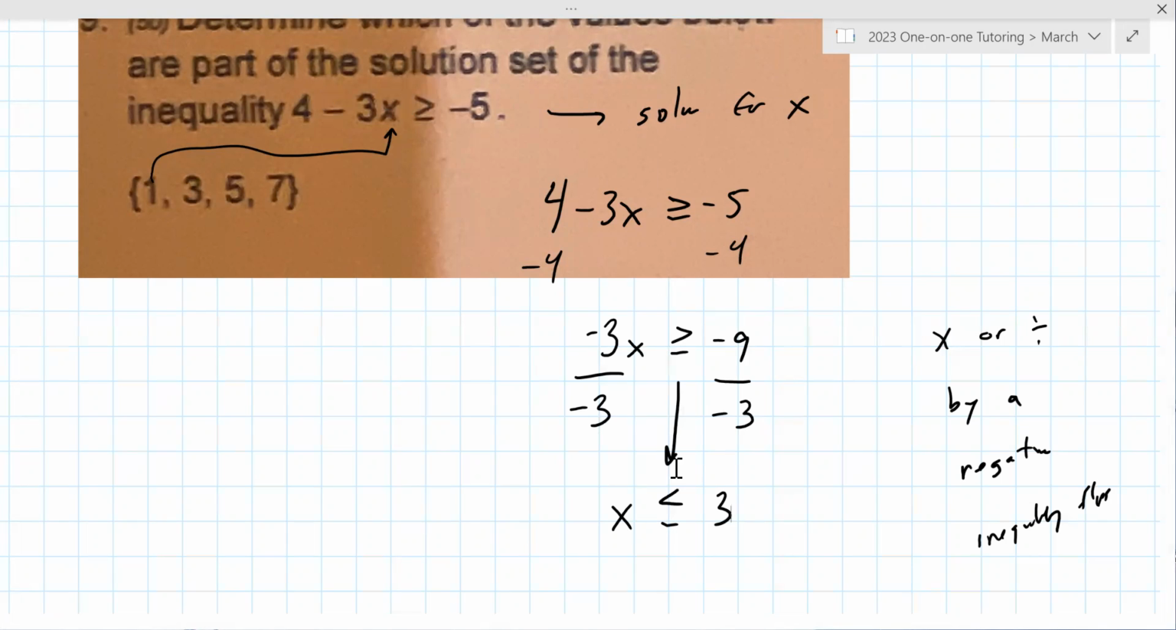Okay, so you flip it whenever you multiply or divide by a negative. It's talking about the bottom number. It doesn't matter that the number on top is negative. It's only the bottom number that matters. Because the bottom number is negative, it flips. Yes, and if you multiply by a number that's negative, it flips. Okay. So the solution set here is saying x is less than or equal to 3, which means the answers that work are the ones that are less than or equal to 3. So 3 and 1. Yes.